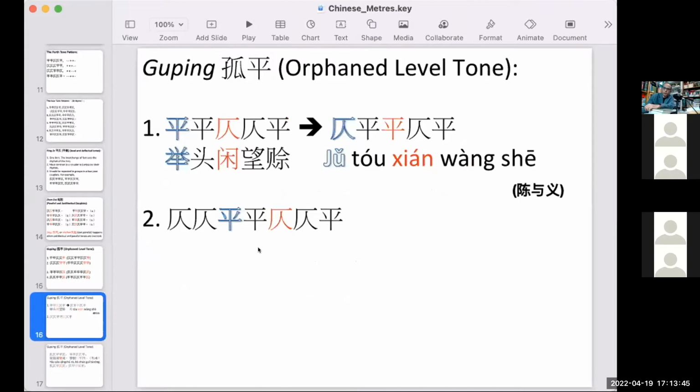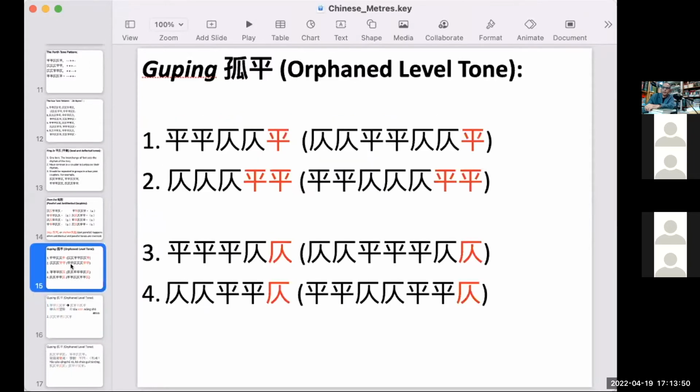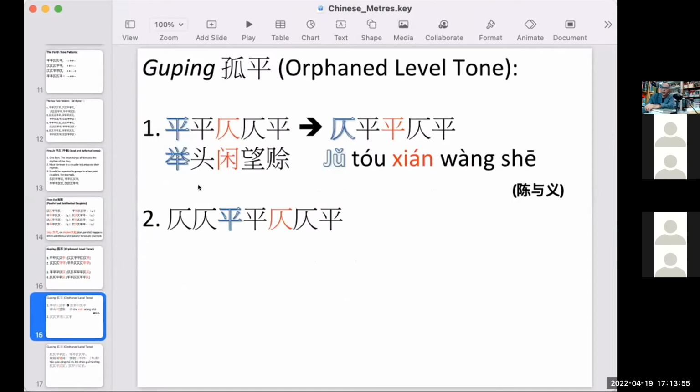Let's have an example here: ping ping ts ts ping. It's the first pattern, okay? Here, ping ping ts ts ping. The poet changed it to ts ping ping. He changed the first character, which was supposed to be ping. He used "g". G is ts, not ping. It's ts sheng, not ping sheng, right?